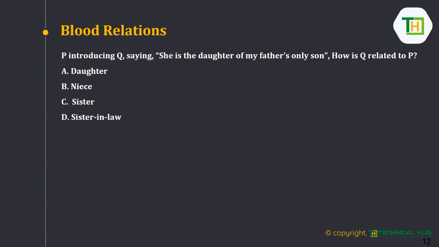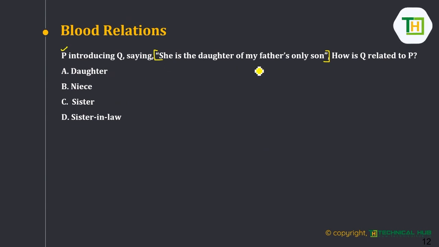So let's move on to the next question. The previous question, the answer is daughter. And here P is introducing Q. So this is an introducing question. That's why the focus should be on this inverted commas. Okay, so who is saying this? P, because P is introducing Q and saying, so the speaker is P. Okay, so P is the speaker.